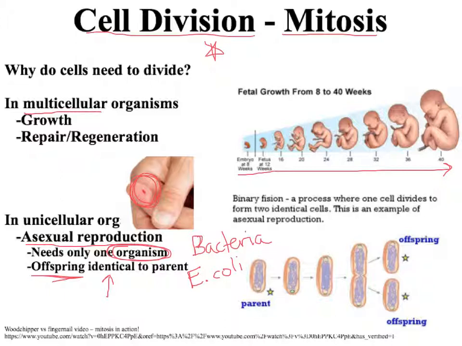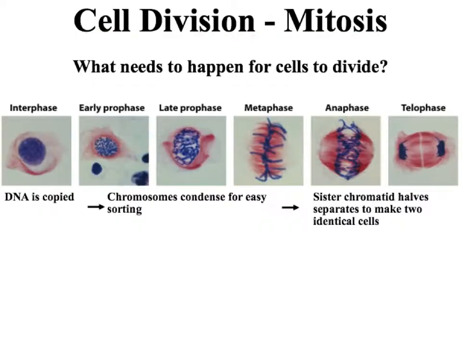So here's a picture showing that process of asexual reproduction or mitosis in bacteria. You can see that you start with a parent cell and you end up with 2 offspring or 2 daughter cells that are genetically identical to the parent. Let's learn a little bit more.